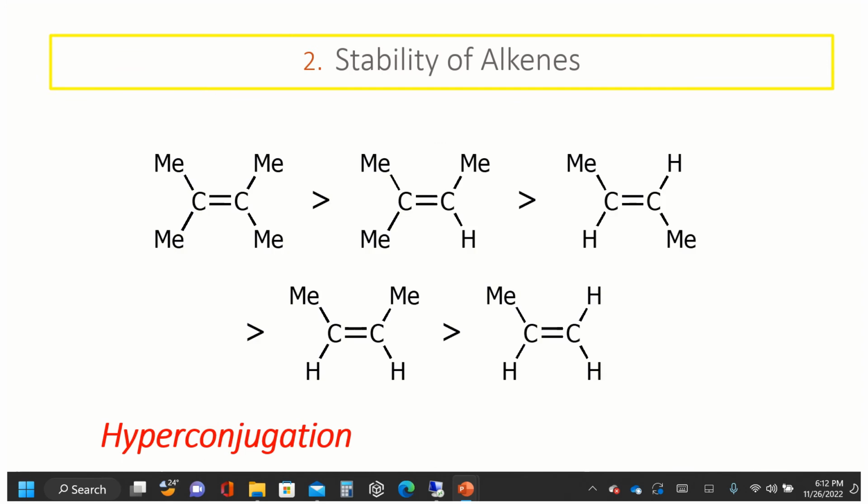Dehydrohalogenation reactions are a source of alkenes, and we can also dehydrate alcohols to generate alkenes. The stability of the alkenes produced determines the speed of the reaction. So the tetrasubstituted alkene, with four alkyl groups, is much more stable than a monosubstituted alkene, and a trans alkene is more stable than a cis alkene. Heterosubstitution, of course, is also a factor. The stability is due to hyperconjugation.